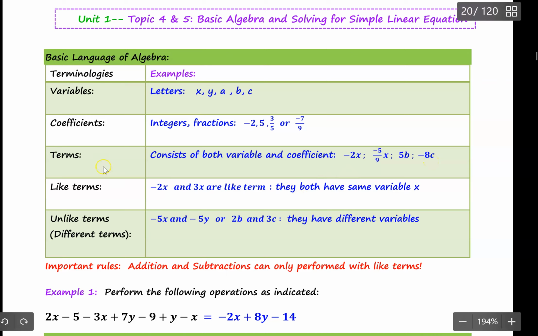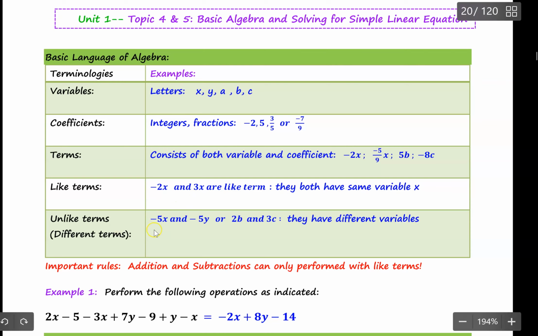So when I have a term, I can identify whether or not I have like terms or I have unlike terms. Okay, so unlike terms is more like different terms. So what is a like term? Like terms is when you have the same variables in your term. So if I have -2x here and I compare that with 3x, I have both of these terms as the same variable x, but they have different coefficients. So because they have the same variables, I can identify them as like terms.